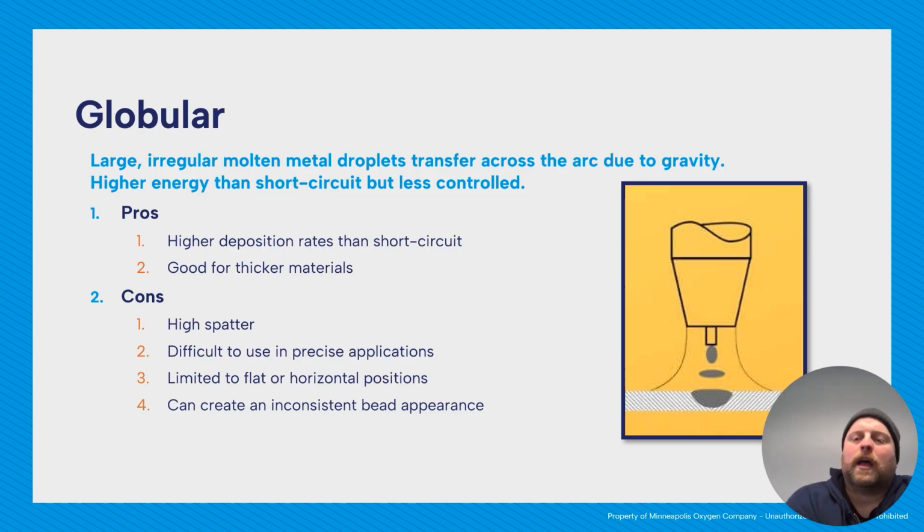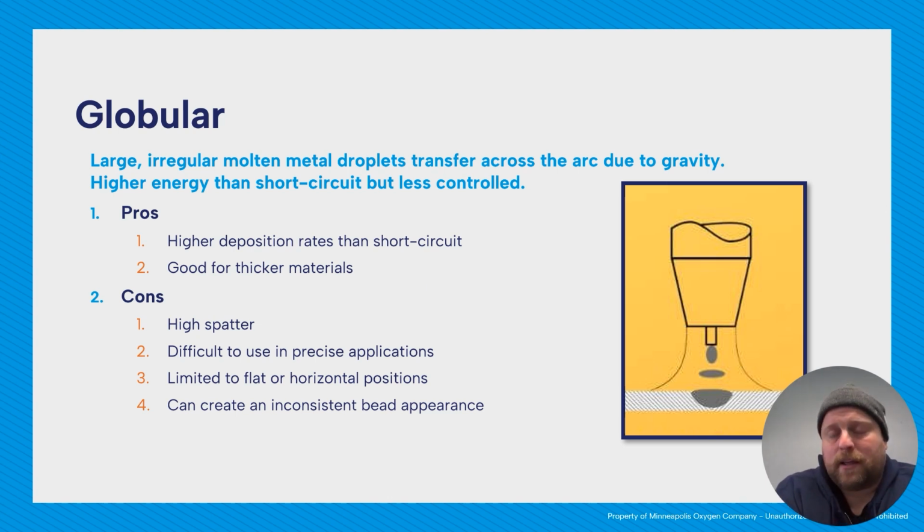All right. Next one we have is globular. So globular is large, irregular molten metal droplets, and they transfer across the arc due to gravity. There's more energy than in short circuit, but it's less controlled. Globular is not used a ton, as far as I can tell, out in the world currently. Some pros of it are you get more deposition than in short circuit. You can use it for thicker materials. Some cons are high spatter and difficulty using it precisely. You can only do it in flat or horizontal because you have to depend on gravity to get those drops to fall. And you can create an inconsistent bead appearance.